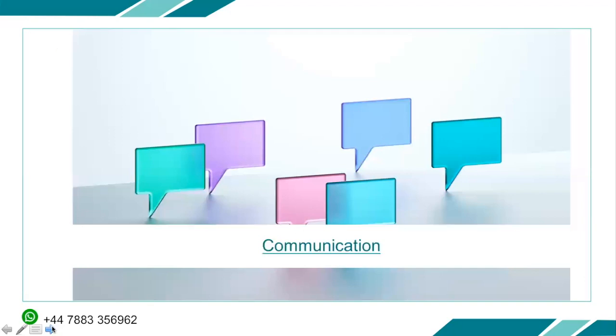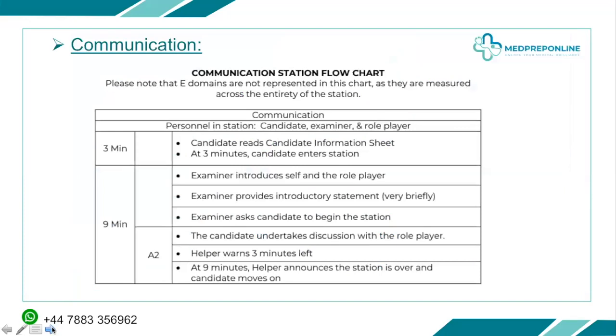Now let's talk about the communication station. Again, this is the timing flow chart. In the communication station, you will be sitting 3 minutes outside. There you will be given a candidate information sheet, which you will read, and it will say that this is your communication station, and the scenario and the task will be given.